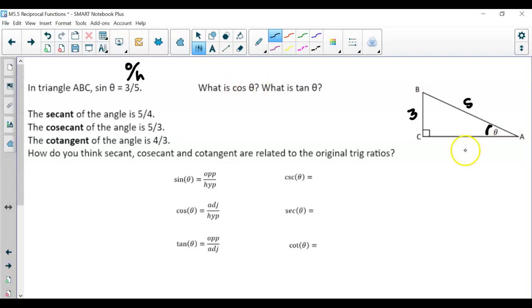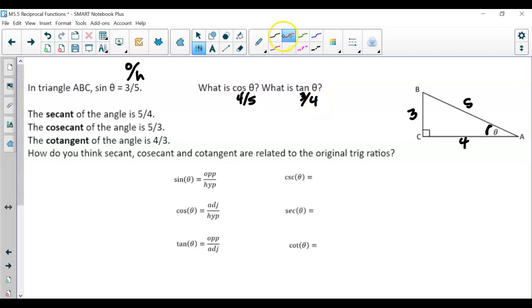So notice how here you should have gotten 4, right? So 3 squared plus x squared is equal to 5 squared. Solving, you get 4. So the cosine of theta, so sine was 3/5. Cosine of theta is adjacent over hypotenuse, so 4/5. And tangent of theta is opposite over adjacent, which is 3/4.